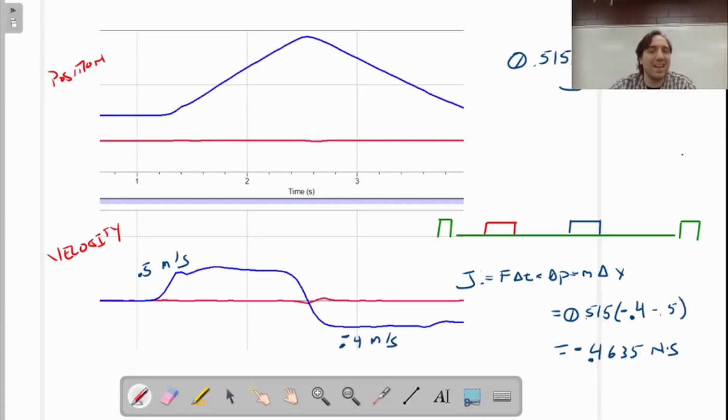To start, I lied a little bit. This isn't 0.4, it's negative 0.4. You should be able to infer that from the graph, but if you didn't, that's okay, just my mistake. Secondly, once I got that, I can write down my entire impulse equation. Impulse equals force times time, which is equal to delta P, which is m times delta V. I use the last one because the mass of the cart isn't changing. All I need to do is calculate my delta V, final minus initial. And you should get negative 4.635 newton seconds.